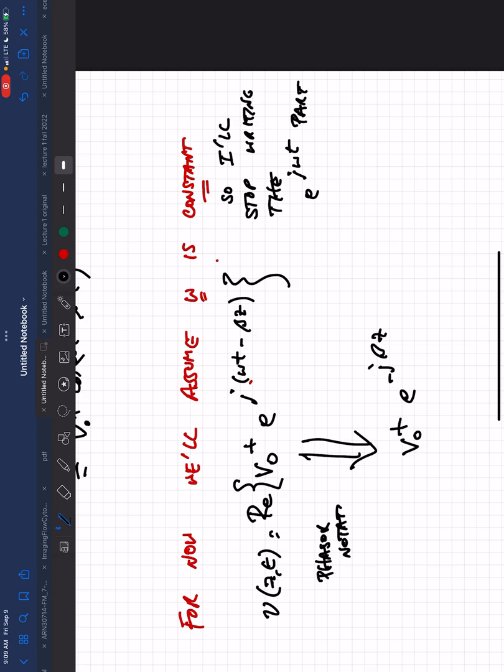Okay? So in my math, I'm just going to write this. At the end of everything, when I'm done, I'm going to go back and add the e to the j omega t. So I did all that stuff just so I wouldn't have to keep writing e to the j omega t, something that's not going to change in my equations. You guys with me? That's called the phasor notation.